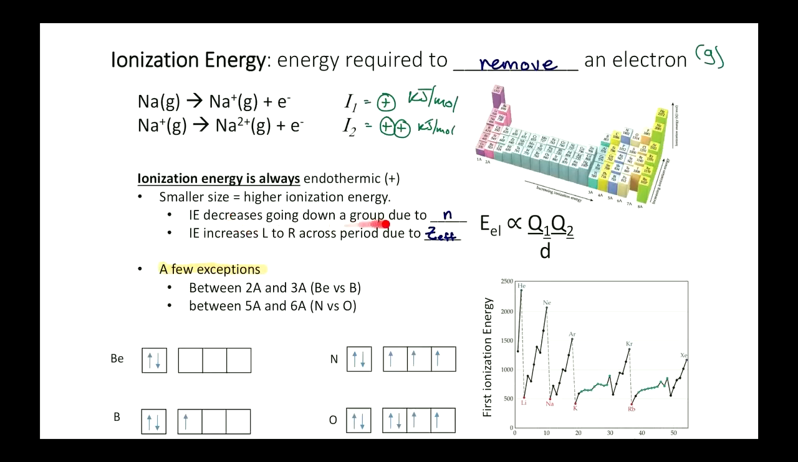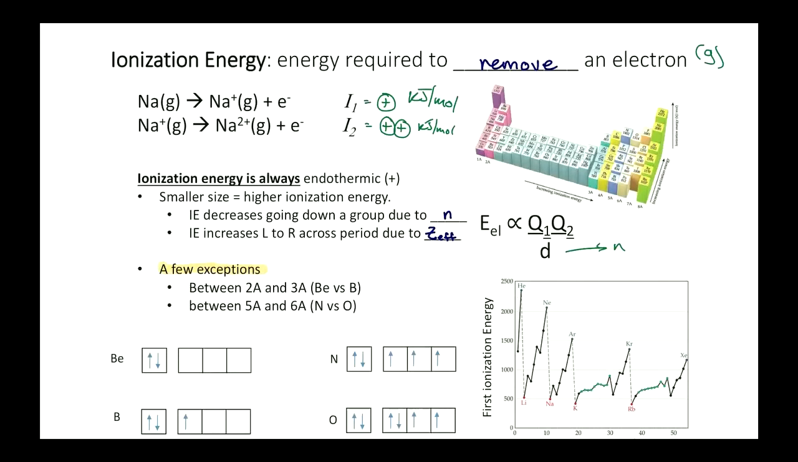Ionization energy decreases going down a group because of N. When N increases, electrons become further away. All right, so essentially that's where this D, the distance term comes into play, okay? Because we know as N increases, distance increases, so it becomes easier to remove that electron.